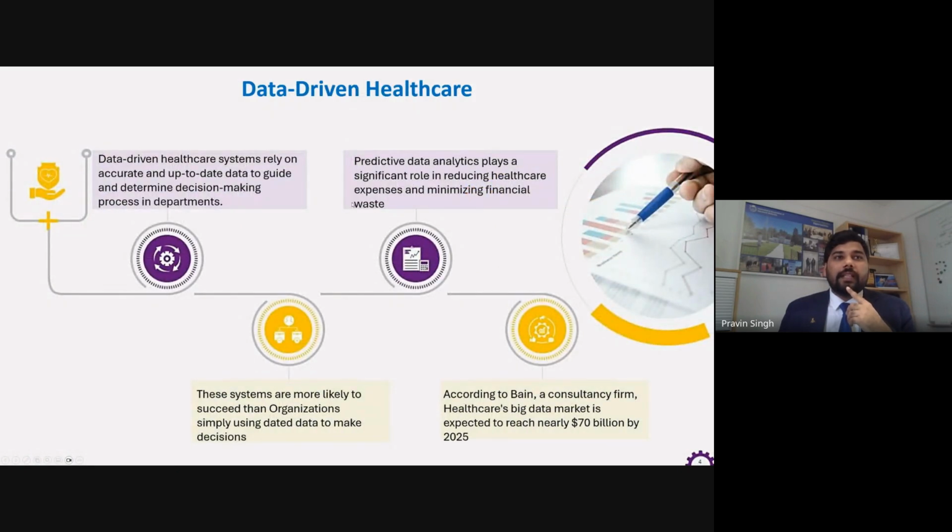If we see the next, data-driven healthcare, the future of healthcare lies in data. The more we leverage real-time insights, the better patient outcomes we can achieve. This depends on predictive analytics, like AI can analyze patient data to predict disease before it occurs and then reduce cost. Like a hospital using a data-driven system saves money by preventing unnecessary procedures.